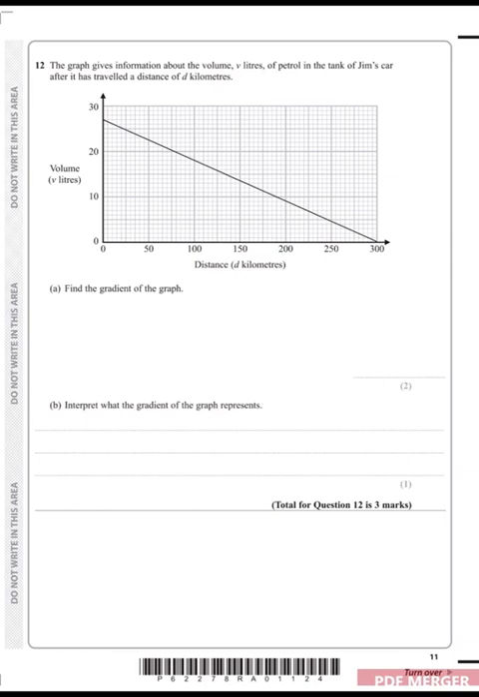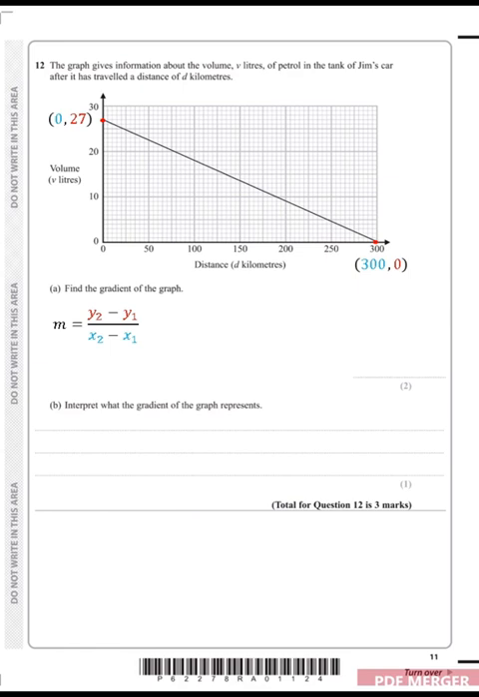2 marks. For this question, let's label the 2 important coordinates that will help us work out the gradient of the graph. So the first set of coordinates, 0, 27, and the second set of coordinates, 300 and 0. Now, how do we work out gradient of a graph? So the formula for gradient is equal to y2 take away y1 divided by x2 take away x1, or change in y divided by change in x.